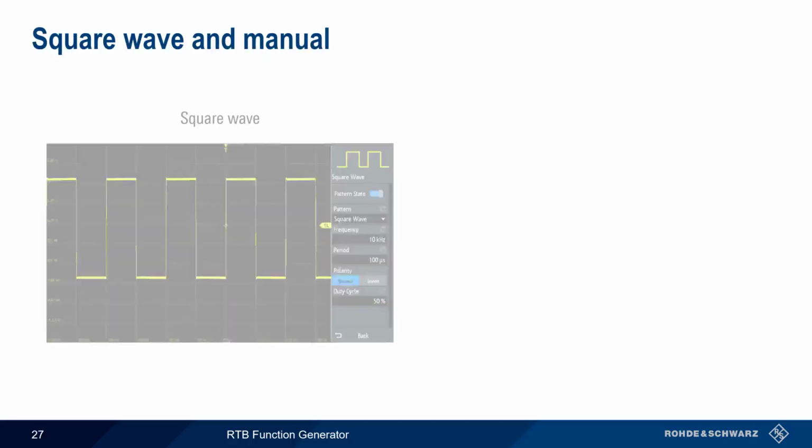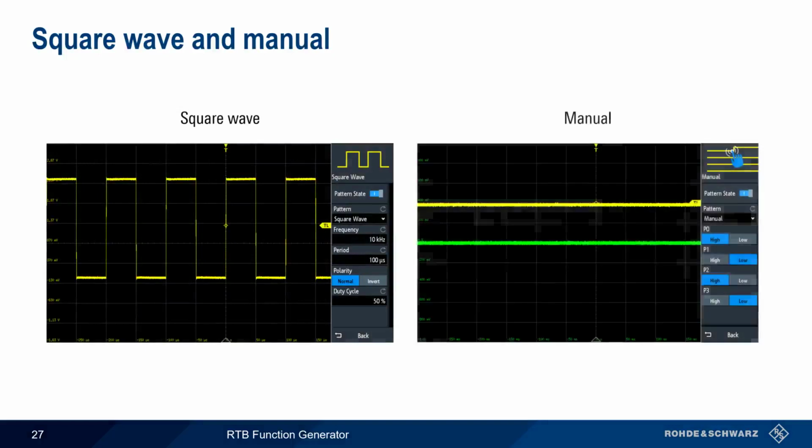The two most basic patterns are the standard square wave and the manual pattern. The square wave pattern is very similar to the pulse waveform in the function generator, with a defined frequency, period, and duty cycle. The manual pattern simply sets each pin to a continuous high or low voltage level.